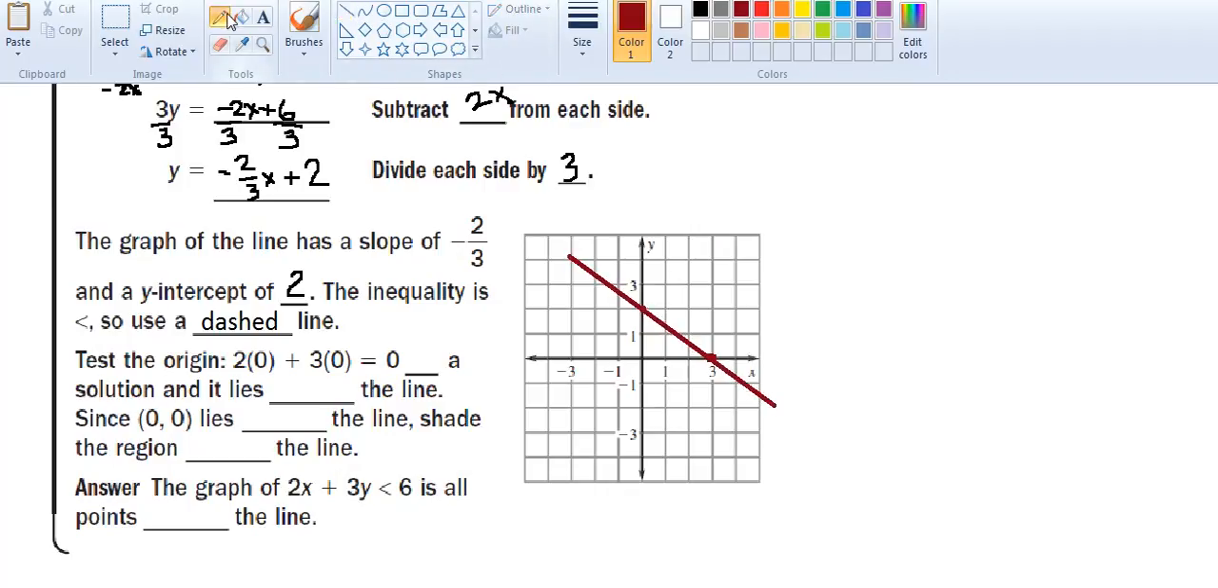Go ahead and do that. Now we have to remember something here. We've got a dashed line. So we're going to take our eraser, or if you can do this without the eraser, even better, and draw a dashed line. Make sure this is a dashed line here. We're saying that nothing on this line is going to be a solution.